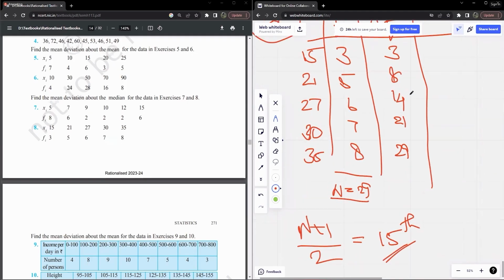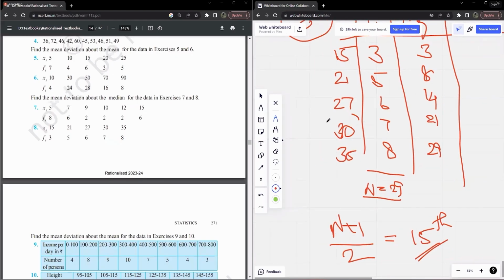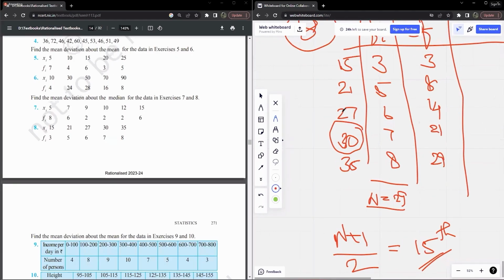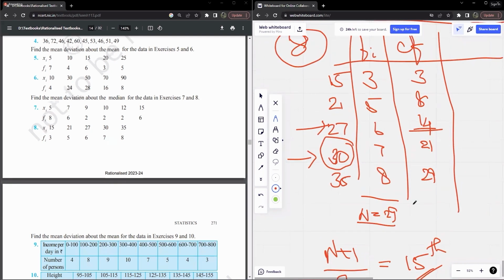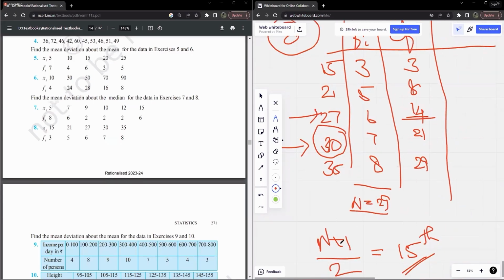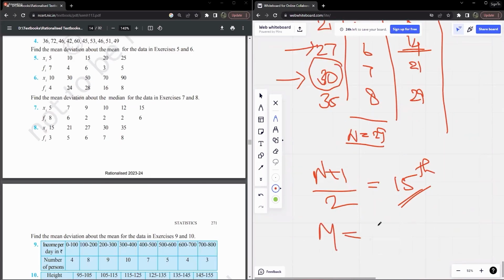The 15th observation falls in this class, right? Because up till 27, we have completed 14 observations. The 15th observation comes in the class of 30, which means that your median M is going to be 30.